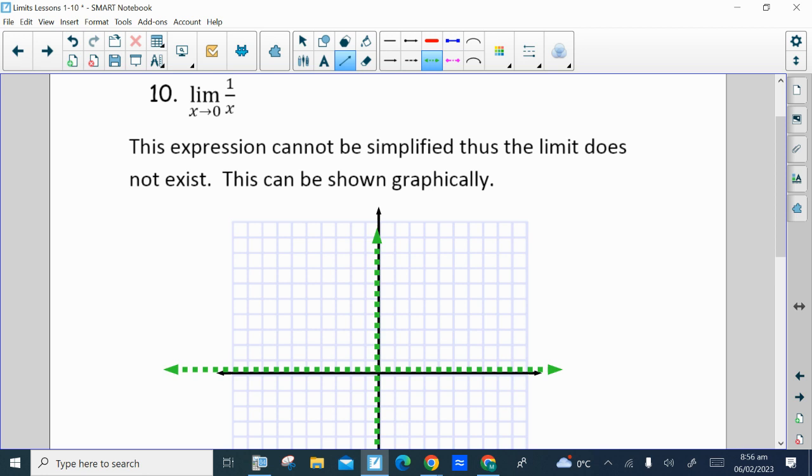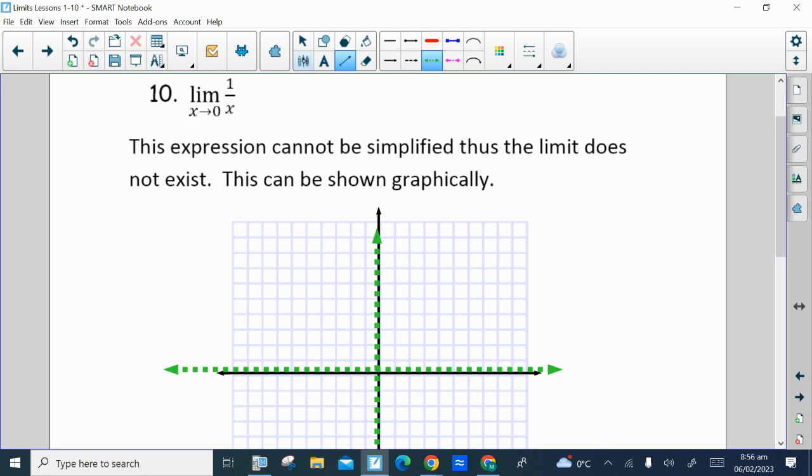Because 1 over something is always something. It can be positive, it can be negative, but it'll never be 0. The only way a rational function equals 0 is if the numerator equals 0. Because then you'll have 0 over something. And the numerator in this case is a constant. So that is how we know that the x-axis is also an asymptote.